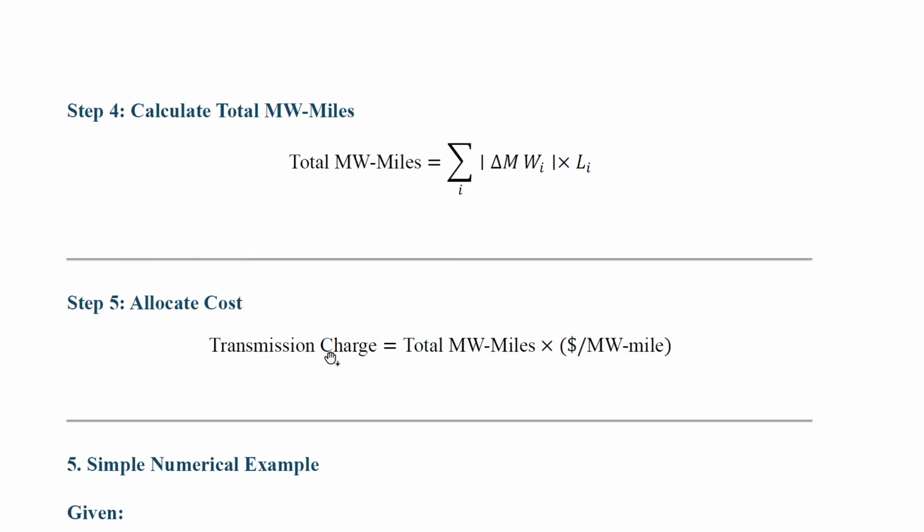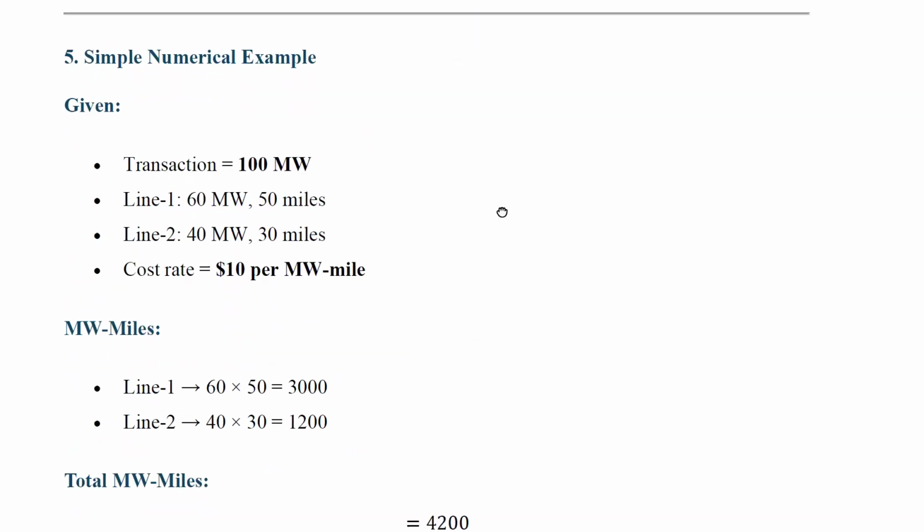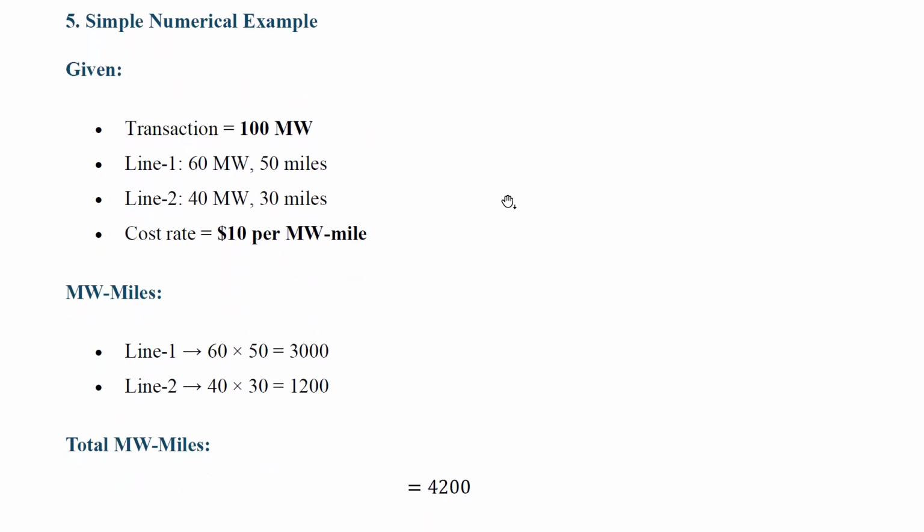Now we calculate the transmission charge. The transmission charge is equal to the total megawatt miles times dollars per megawatt mile. For each megawatt per mile, you need to pay for that particular total. A simple numerical example can be solved so that you can understand the megawatt mile method easily.